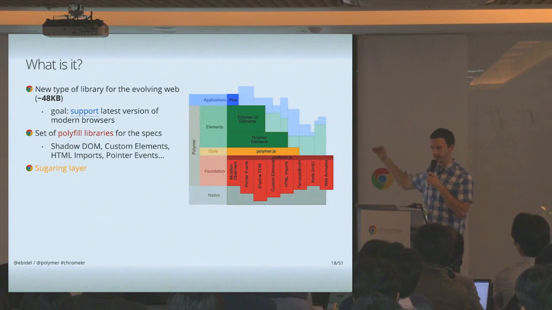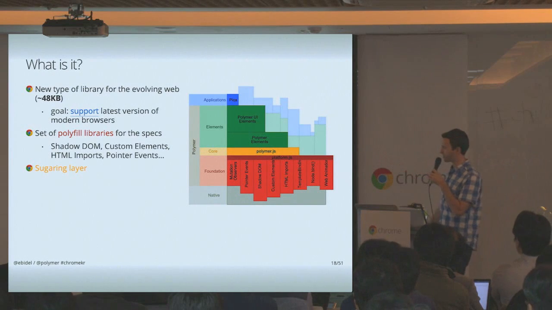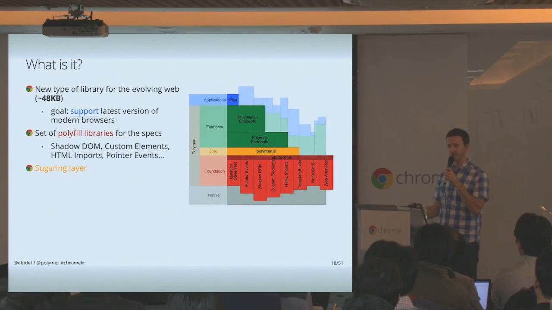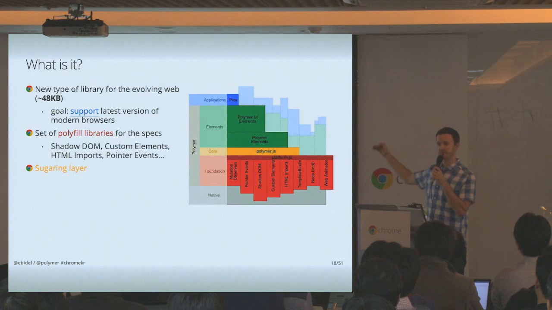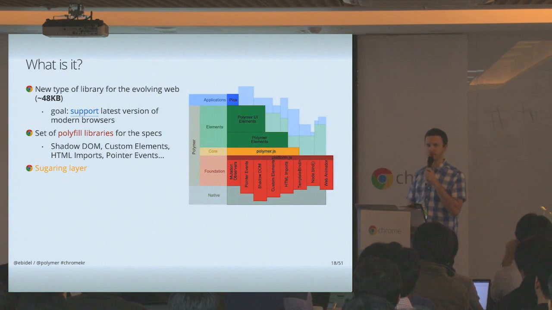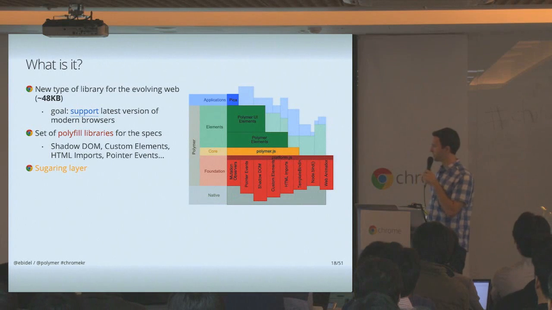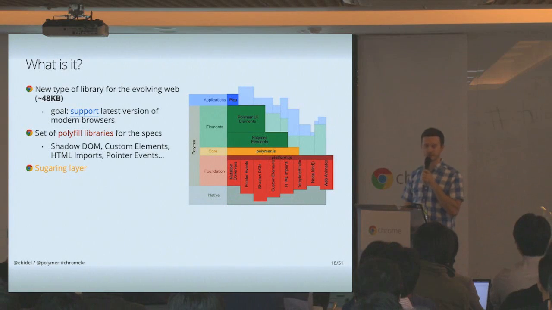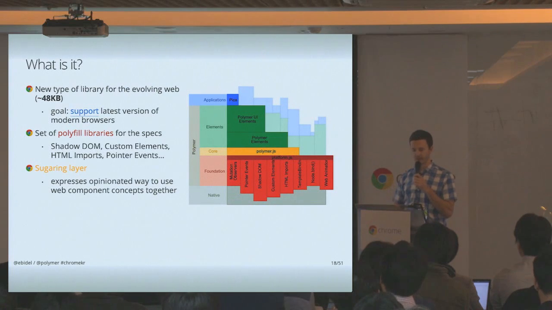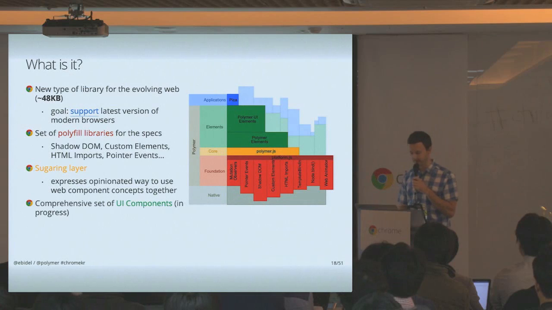The next layer up, the yellow layer, is what we call the Polymer core library, the sugaring APIs. It's a little bit of extra special sauce that sits on top of the fundamental APIs and makes things really easy for you to develop. I'm going to show you some examples of those in a bit, but it makes developing web components a lot easier. It also expresses our opinion on how to use these different APIs together, which I think is really awesome.